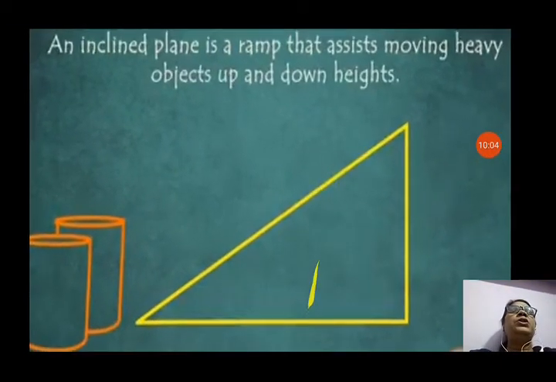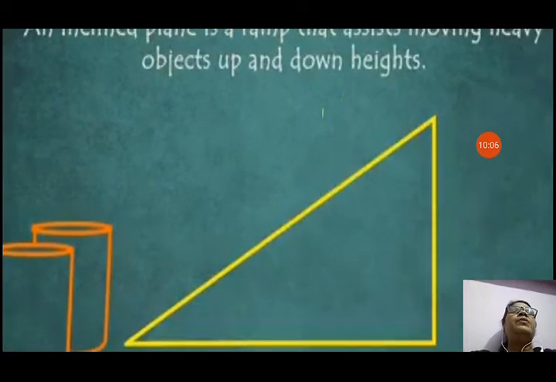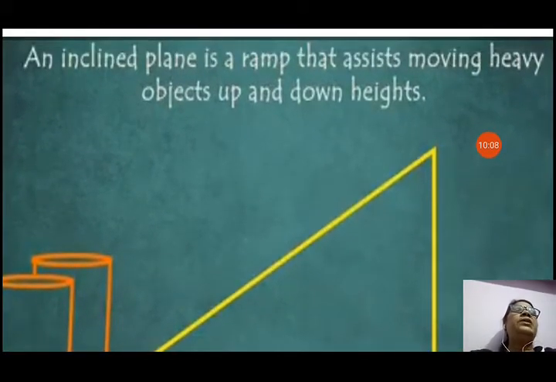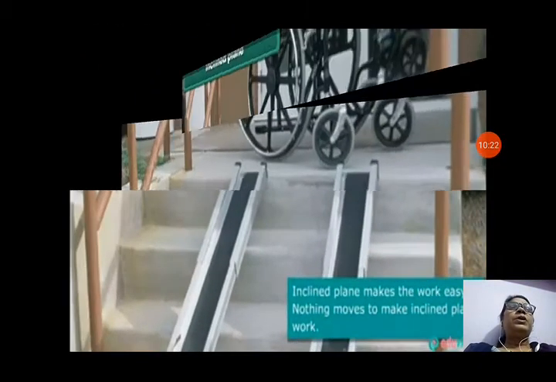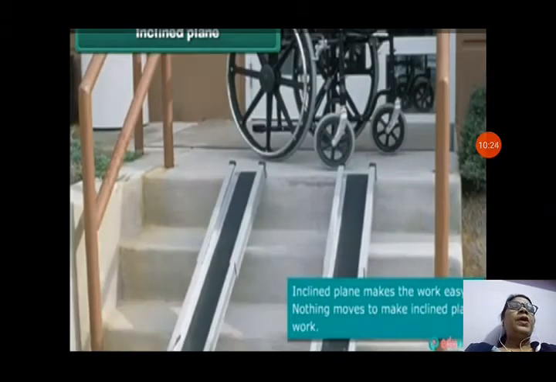Now the next machine is an inclined plane. It is a ramp that assists moving heavy objects up and down heights. It can make us give less effort to move the heavy object along the surface. Now, this is an inclined plane. We can see different types of examples of inclined plane. You can see a ramp. An inclined plane makes the work easier.